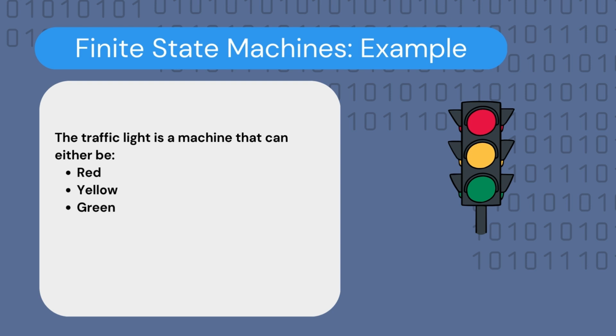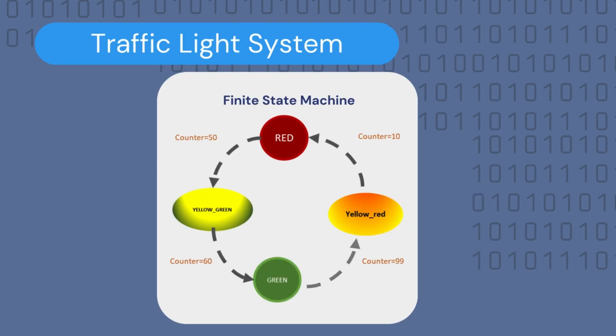Now, if we wanted to implement and model that sequence of states, we would need to introduce two additional or intermediary states. First, the transition from yellow to green state and the yellow to red state. To emulate real-life traffic light systems, we have added a counter to the finite state machine, where the change in state depends on the counter's value.